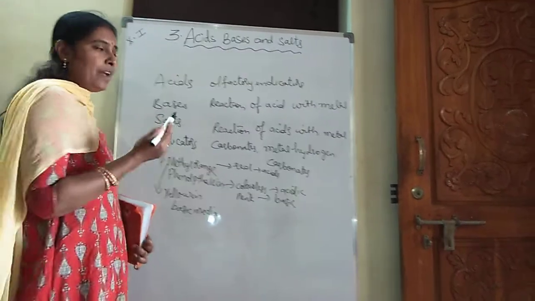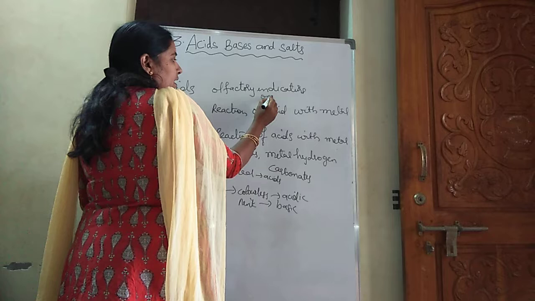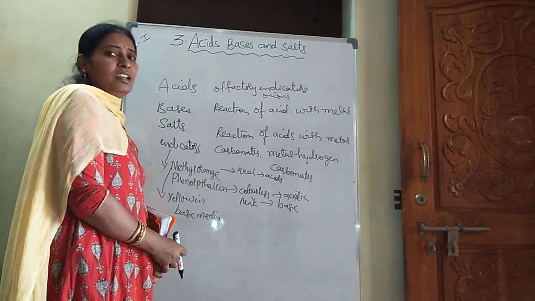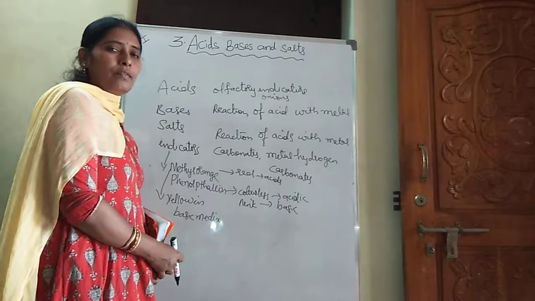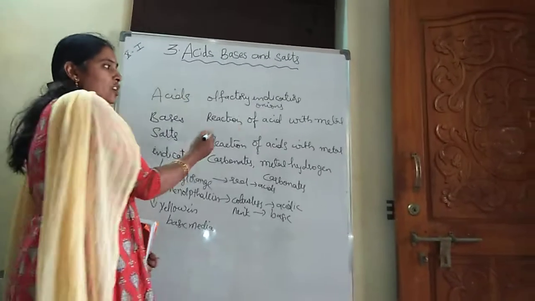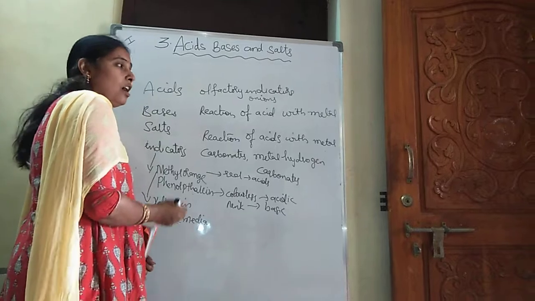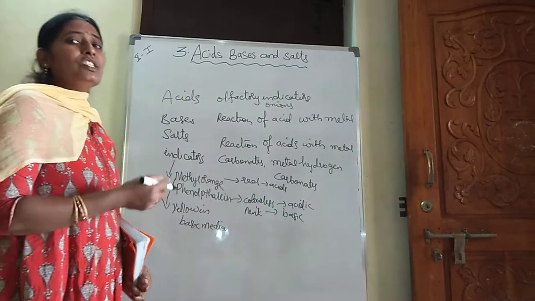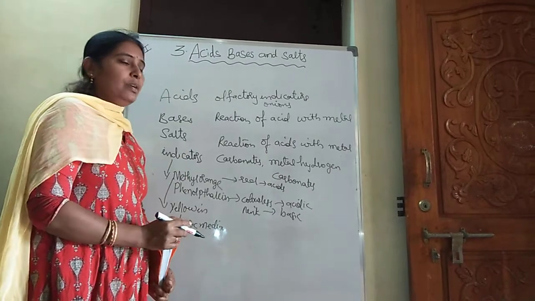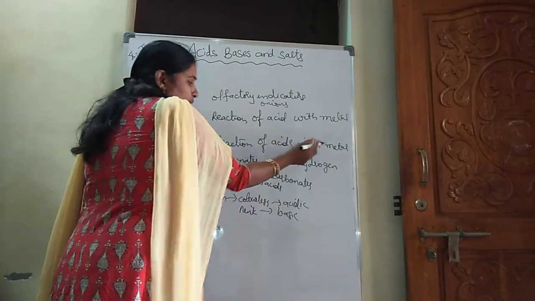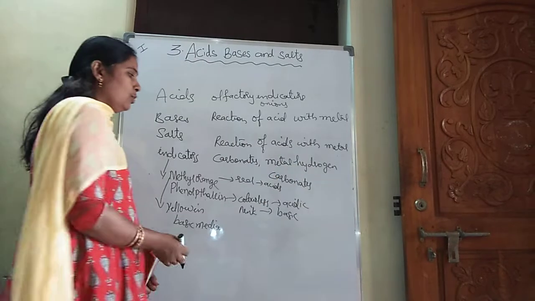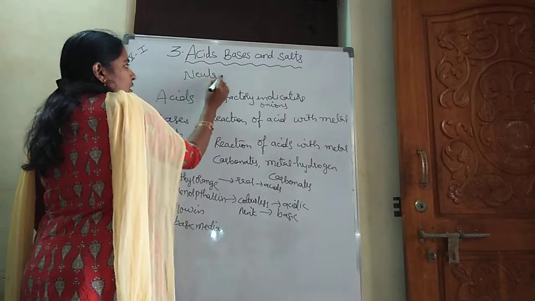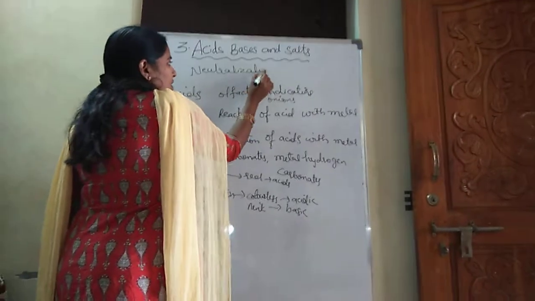Now we discussed olfactory indicators; onions are a good example. The substance whose odor changes in acidic or basic medium is known as an olfactory indicator. Reaction of acids with metals: why pickles are not stored in metal containers, how acid reacts with metals, and which gas is liberated? Hydrogen gas is liberated. And we discussed the reaction of acids with metal carbonates and metal hydrogen carbonates. Not only that, we discussed neutralization reaction also. So all these topics we studied.